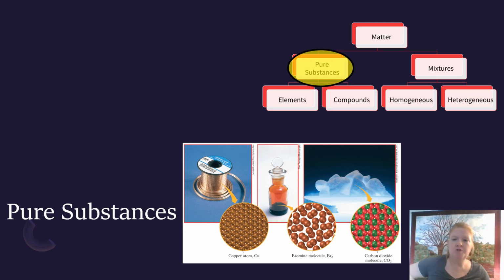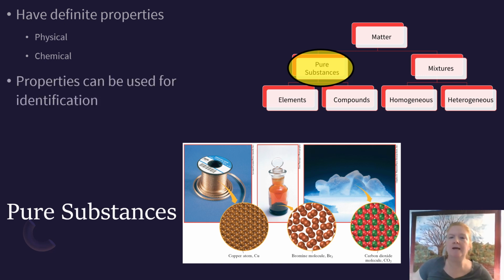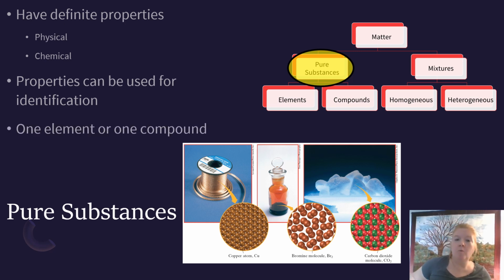Okay, so let's talk about pure substances. What does that mean? Pure substances have definite properties, so physical and chemical properties. They have definite properties. And those properties can be used for identification. So if you know enough of the properties, you'll be able to say what pure substance it is that you're talking about. And it's either one single element or one single compound.